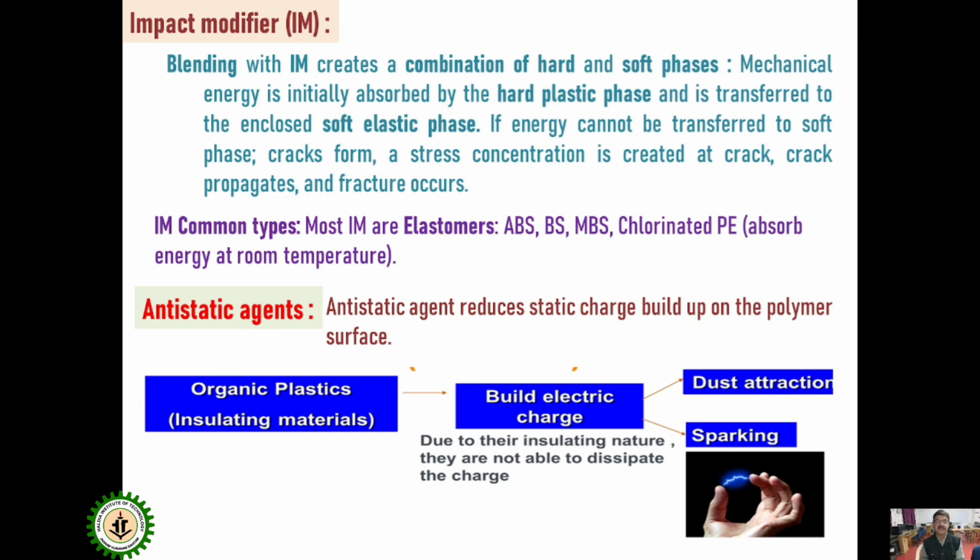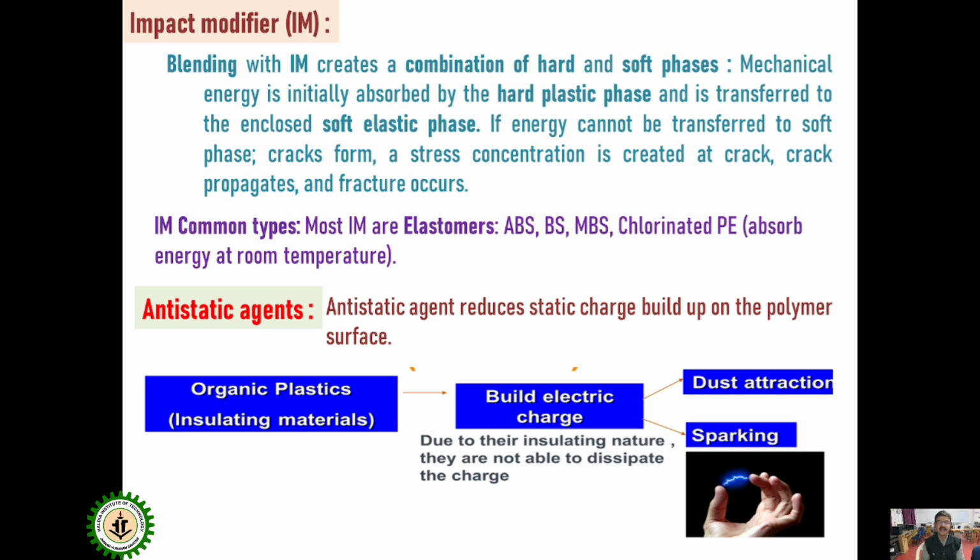Impact modifier is another important material. By blending with the impact modifier, the impact strength is further increased. Blending with impact modifier creates a combination of hard and soft phases. Mechanical energy is initially absorbed by the hard plastic phase, and then it is transferred to the enclosed soft plastic phase. If energy cannot be transferred to the soft phase, cracks form, a stress concentration is created at the crack, and the crack propagates and fracture occurs.